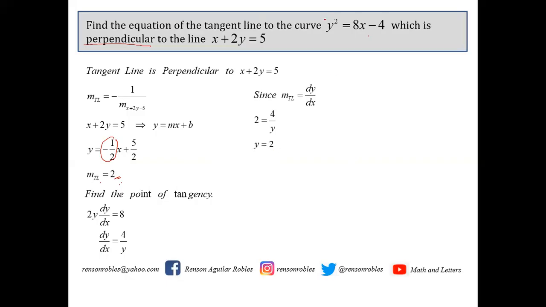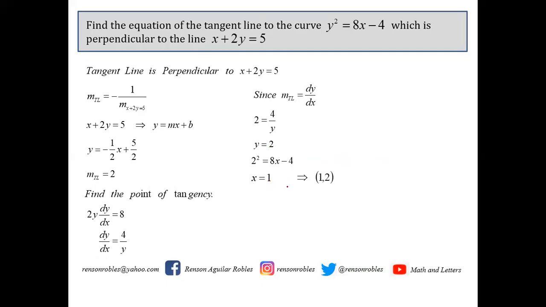Okay, replacing y by 2, then looking for x, we shall have 2 squared equals 8x minus 4. So this is 2 squared, that is 4 equals 8x minus 4. And then you throw this on the other side. So you'll have 8 on the left equals 8x. Therefore, x equals 1. So finally, the point of tangency is given by (1, 2).